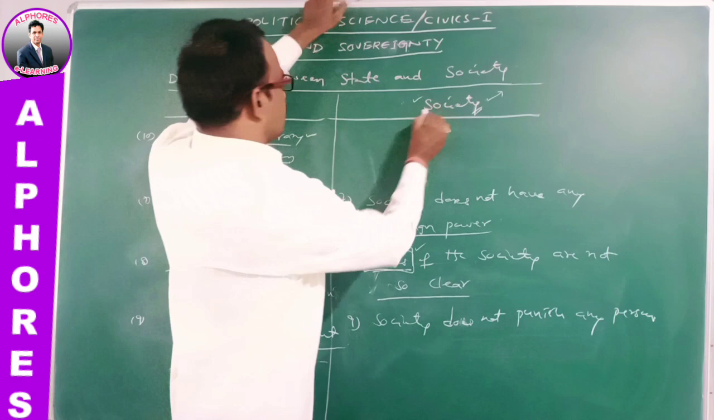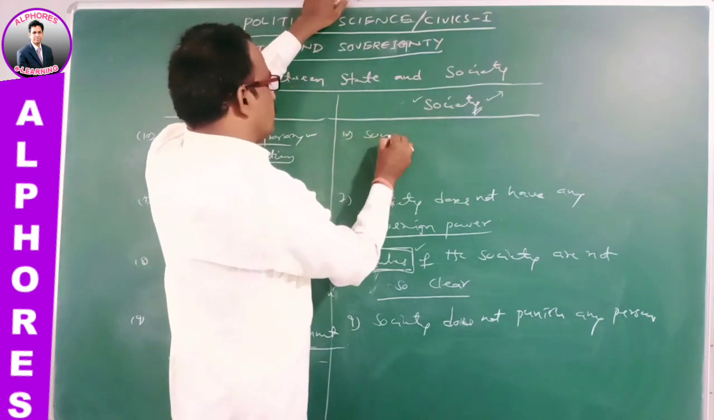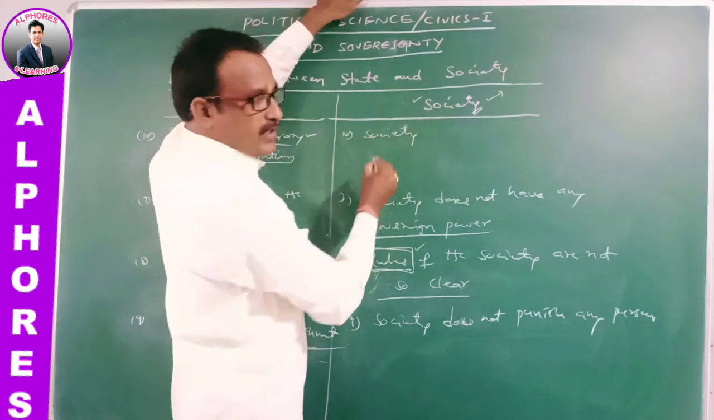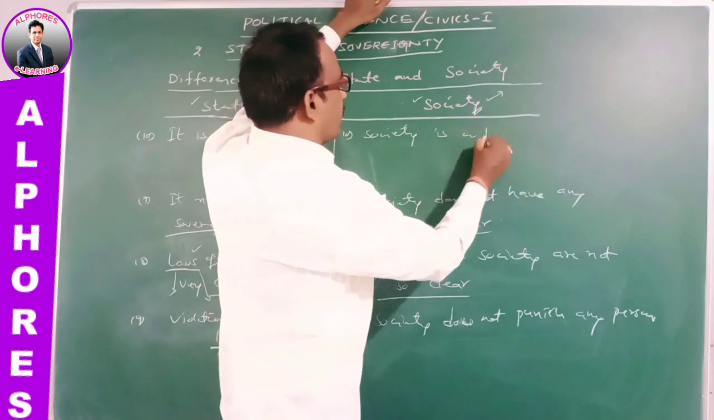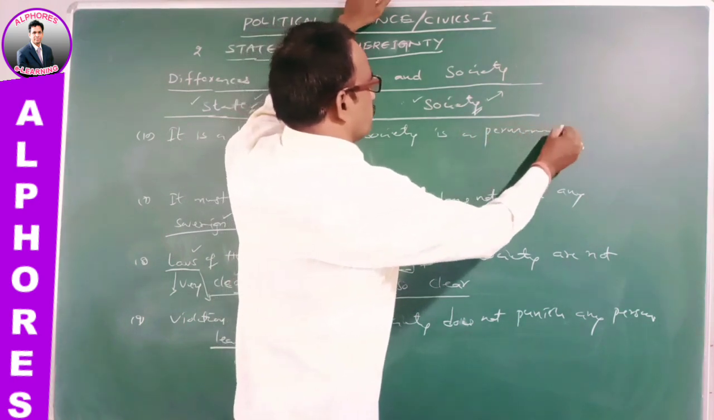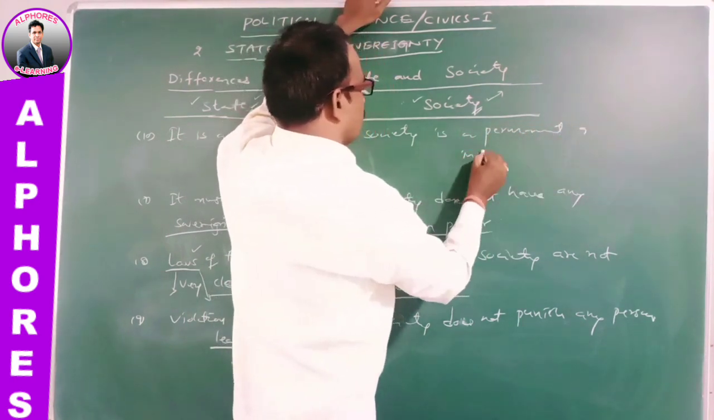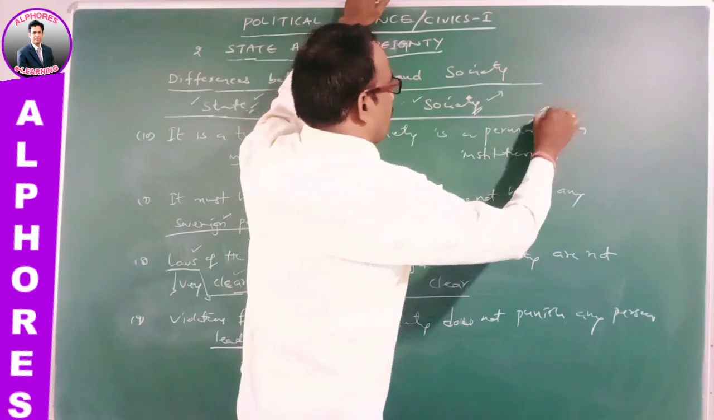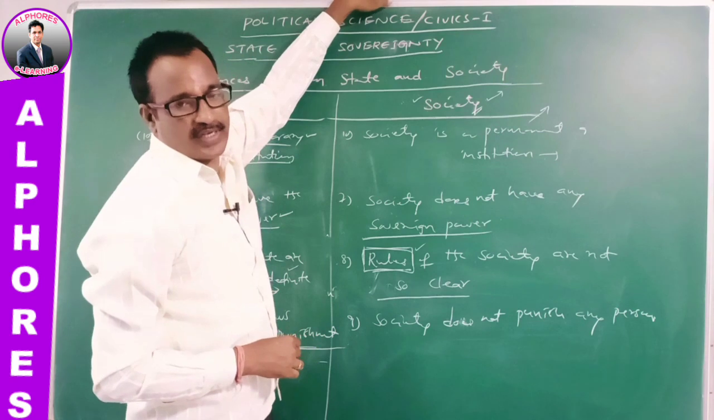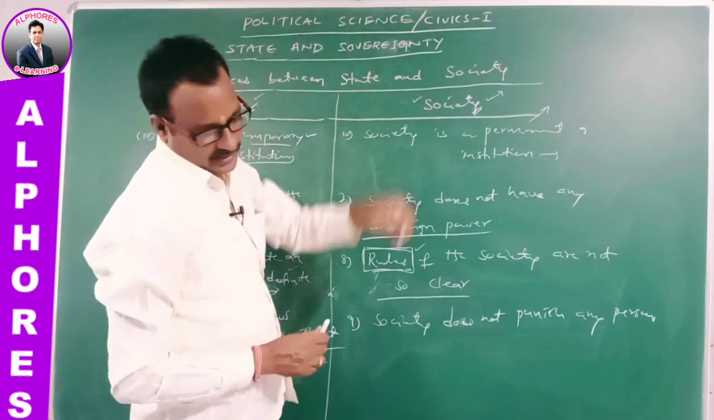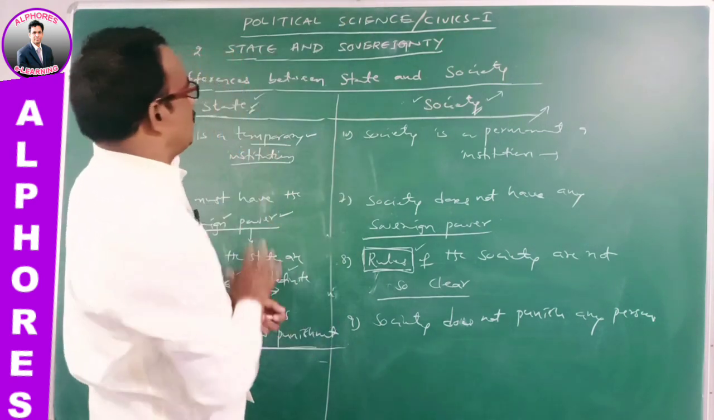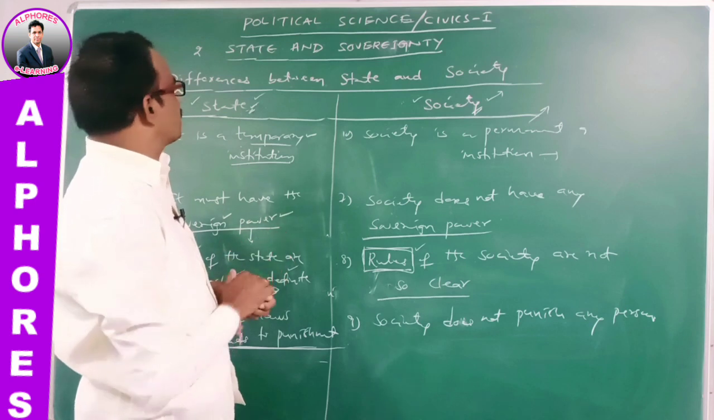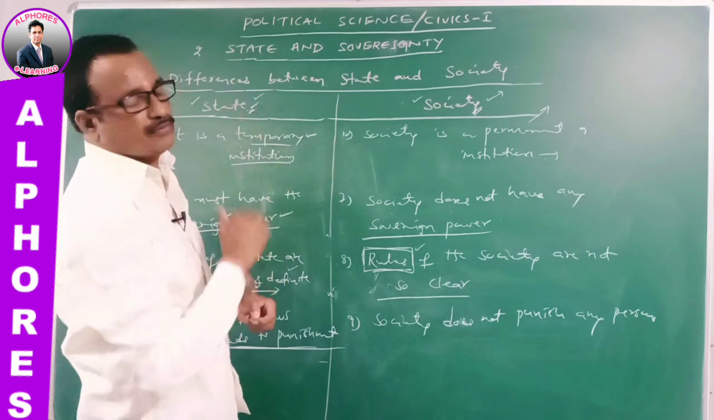Whereas society is a permanent institution. Society is a permanent institution because it is an everlasting institution. So these are the various important differences between state and society.